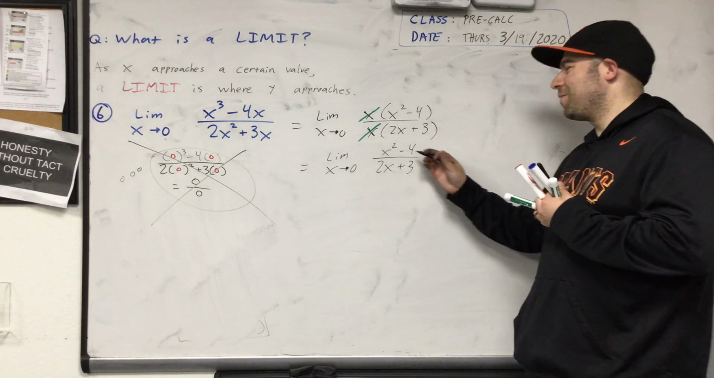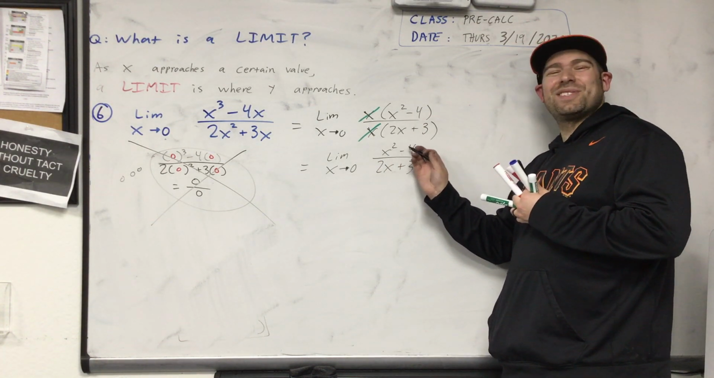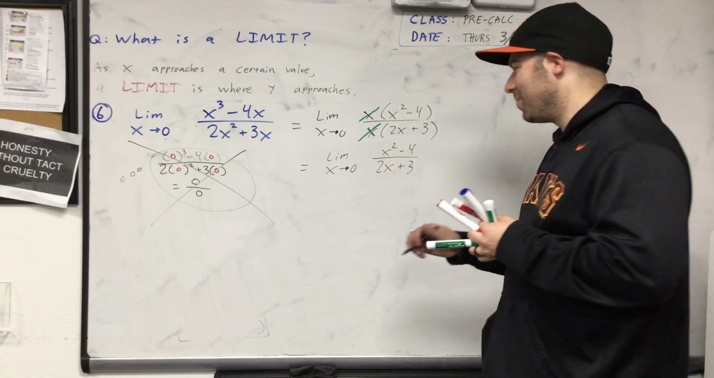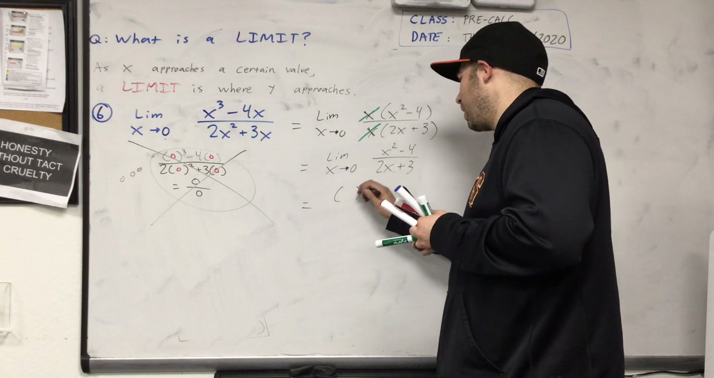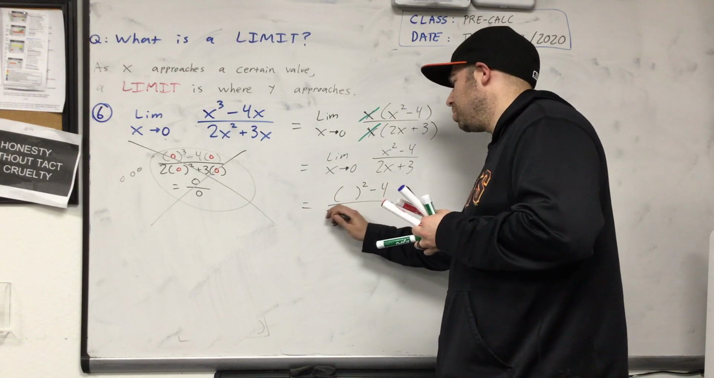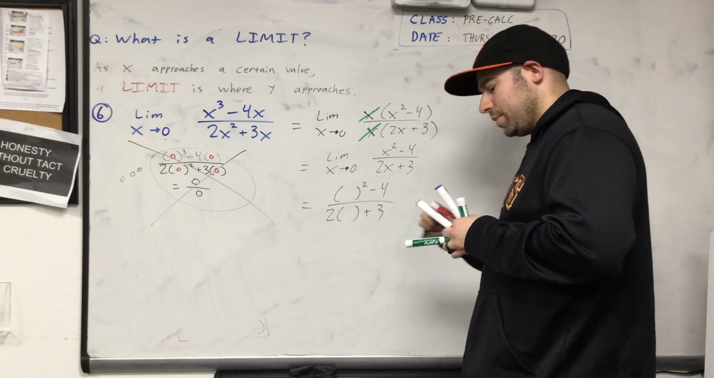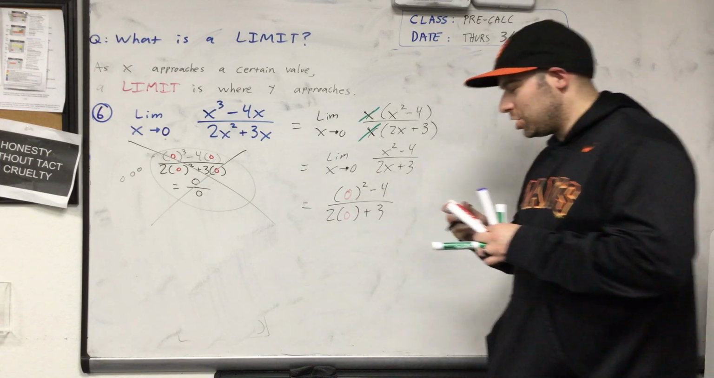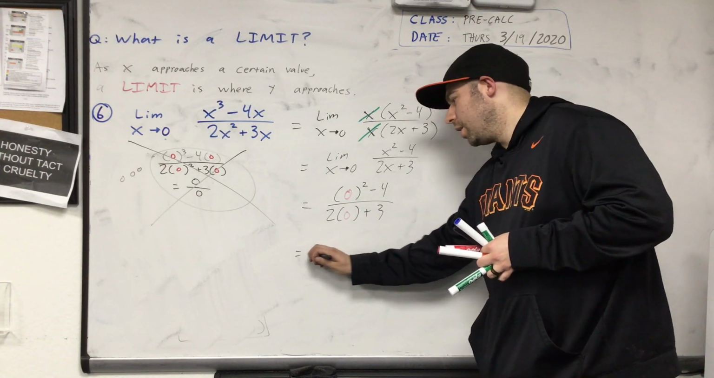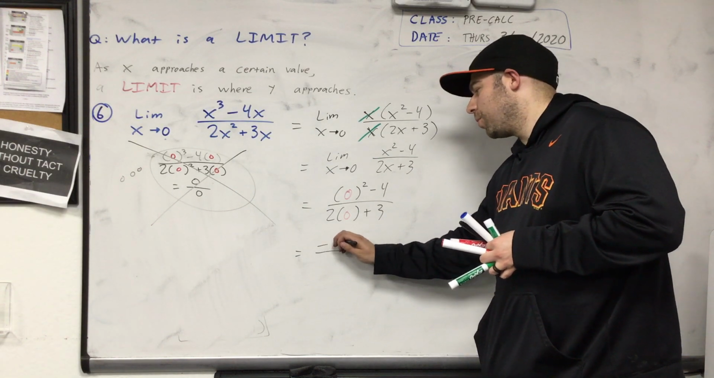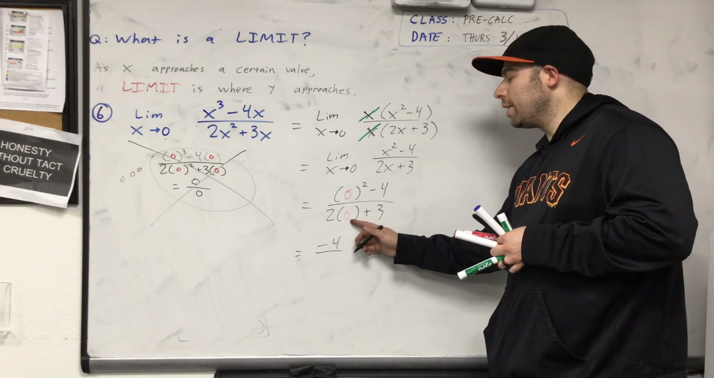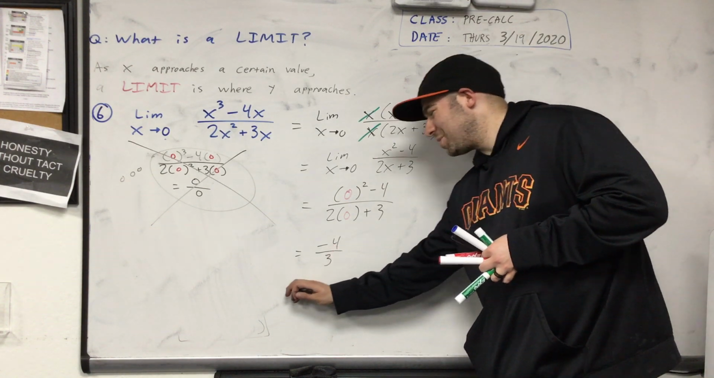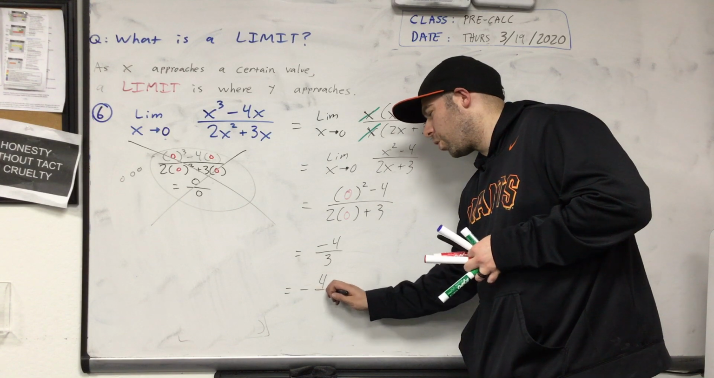Now, I guess I could factor the top and make it x plus 2, x minus 2, but do you guys really see a purpose? I can actually plug in x equals 0. So let's go 0 squared minus 4 over 2 times 0 plus 3. When I plug in x equals 0 legally, I get 0 squared, which is 0, minus 4, 0 minus 4 is negative 4. 2 times 0 plus 3, so that's 0 plus 3, which is 3. I'm just going to clean that up and make that negative 4 thirds.